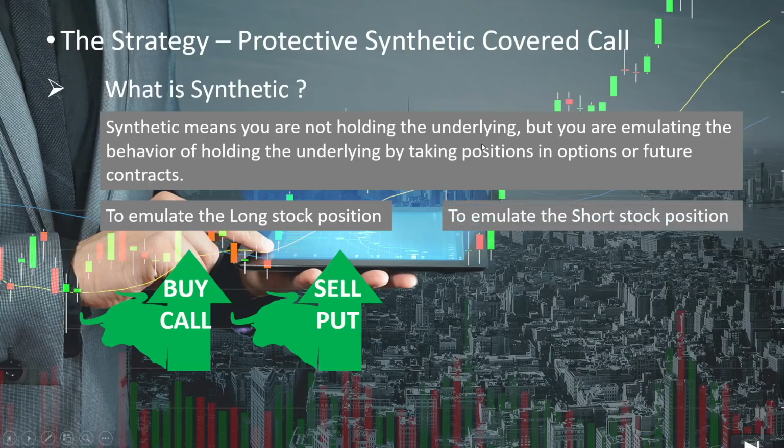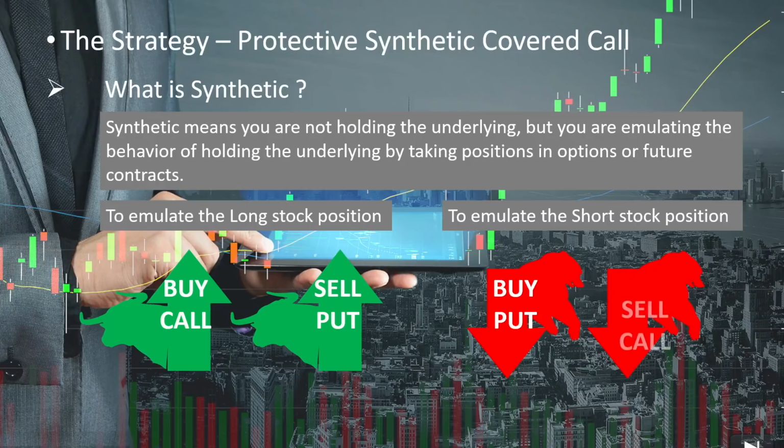Okay. So how do you emulate a short stock position? You are not holding the stock, you are just going to do it with options. A short stock position means you have a bearish view on the stock. So for the first bearish view, you will buy the put. When you buy the put, you are expecting the stock to go down. Then you can go and sell a call. This is also a bearish view. So when you do both together, you will be emulating the short stock position. The view is bearish. Okay.